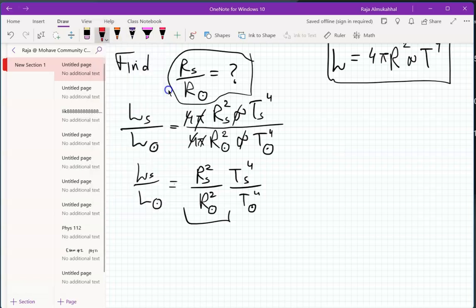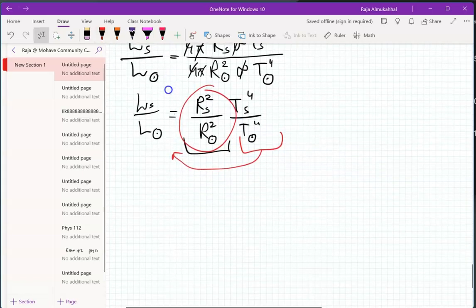So what I want to do is take this and bring it to the other side and basically isolate that, you see what I'm saying? So I can do that in one shot. So I have the following.